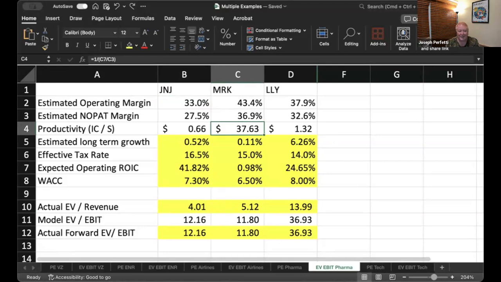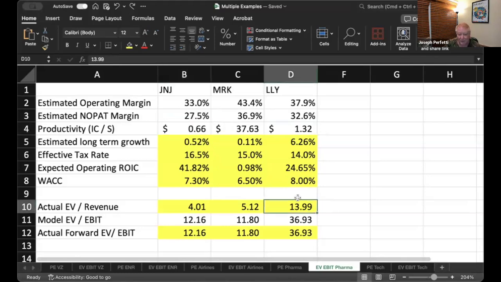Why is Lilly trading at the highest EV to revenue? Number one, they don't have the highest margin. Pre-tax margin 38 versus 43, but they're higher than J&J. After-tax margin 33 versus 27.5. You'd expect that to have a higher EV to revenue. Why is it so much higher? They don't have the highest ROIC because their productivity is worse than J&J, 1.32 versus 0.66.